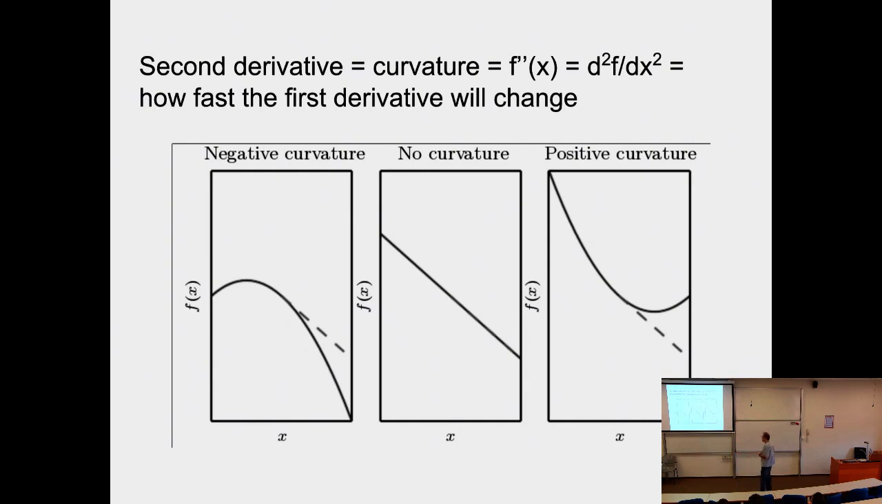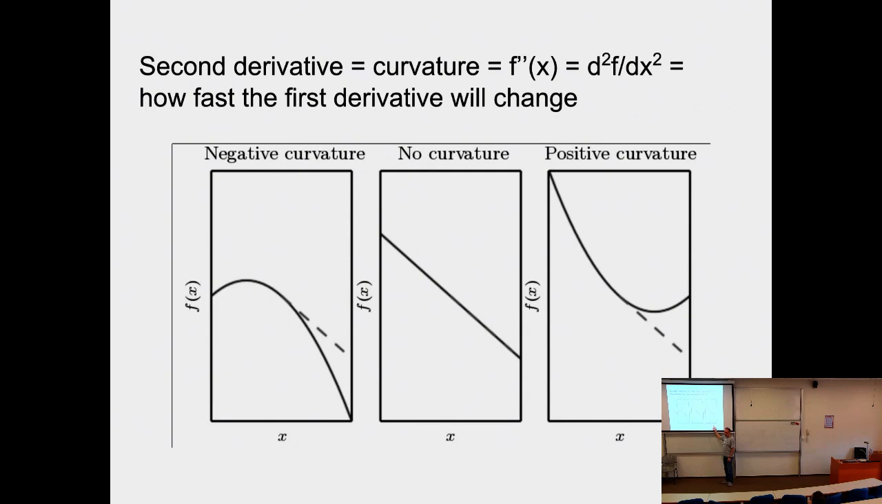So let's start with a non-vector example again. x is a scalar, f is a regular function, R to R. Here's an example of negative curvature. The second derivative of f is negative in this case. Here it's flat, so the second derivative is 0. And this is positive curvature. This is how we hope our loss functions usually are.